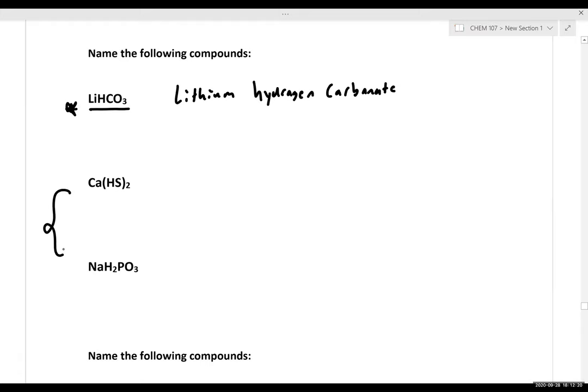I'd like you to take a moment and work on naming the following two compounds that contain hydrogen-containing polyatomic ions, and we'll discuss this example in about 3 minutes. So let's try to name these compounds. If you have a question naming any of these compounds, don't be shy to ask it verbally or in the chat.